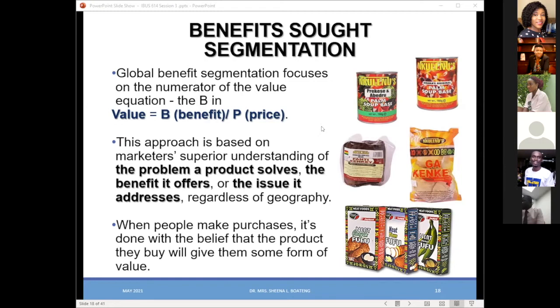So ultimately, I believe it depends on who you ask and the reason why they are going in for that particular brand. This approach of benefit segmentation is based on marketers' ability to have a superior understanding of the problem that the product is solving. Depending on who you ask, they may have a peculiar problem that that particular product is solving for them, as well as the benefits that the product or service offers, in addition to the issue that it addresses regardless of geography.